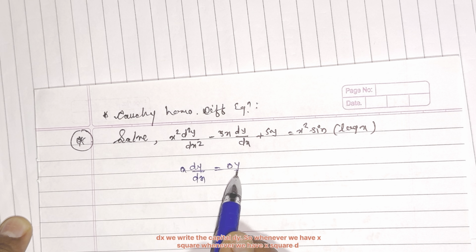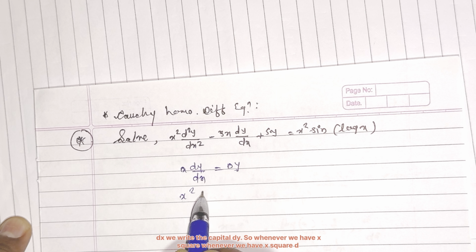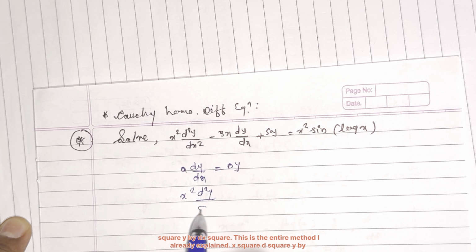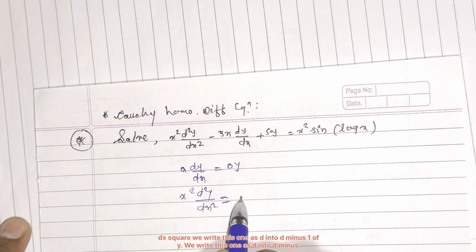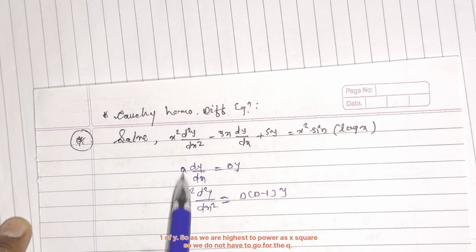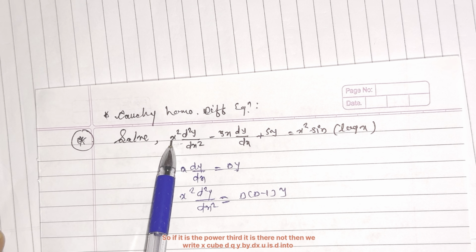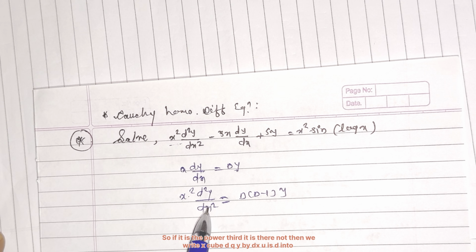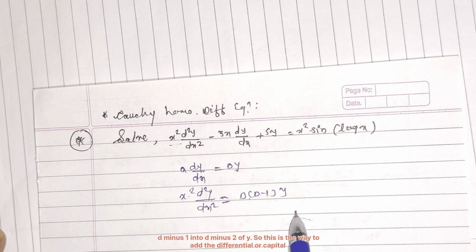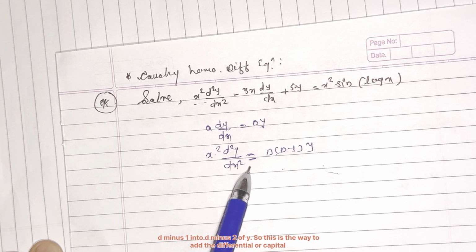So x into dy by dx, we write as capital D y. Whenever we have x square d square y by dx square, this is the method I already explained, we write this as D into D minus 1 of y. As we have the highest power x square, we don't have to go for the cube. If the power is third, then we write x cube d cube y by dx cube as D into D minus 1 into D minus 2 of y. So this is the way to introduce the differential operator capital D.